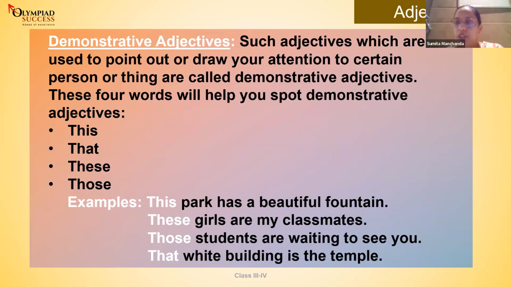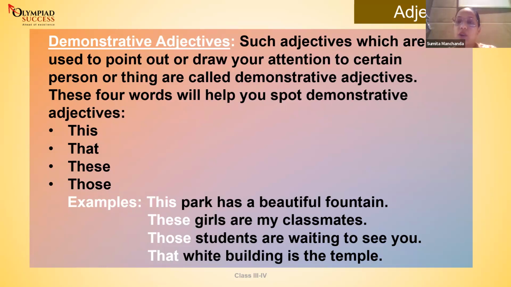Clear? So when we talk about demonstrative adjective, we go with these four words only. You don't have any other words. This, that, these, those. Now I explained you this, I explained you that. Now we are going to talk about these and those. When I say these, many books are kept close to you. I'm not saying one. Many books are kept close to you.